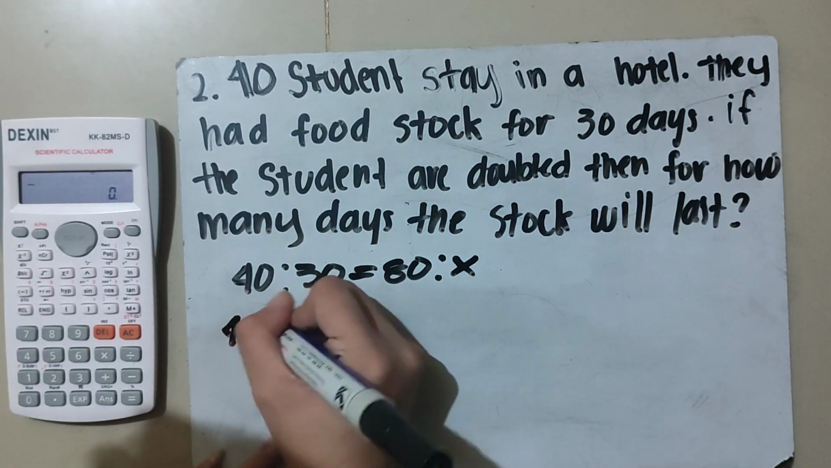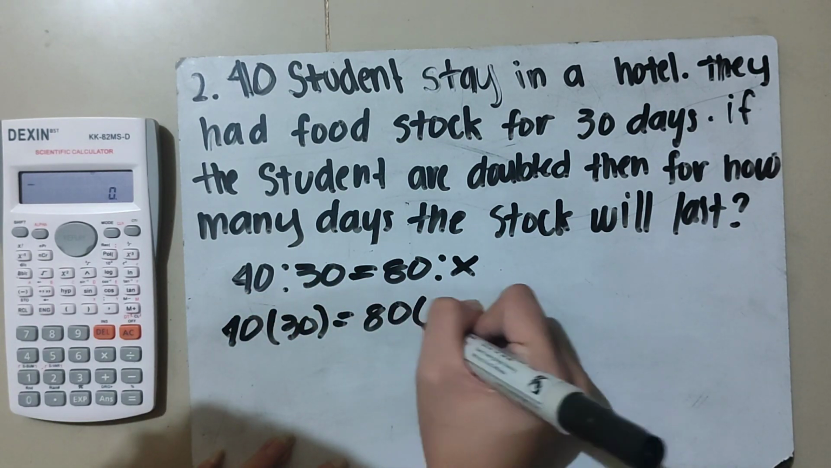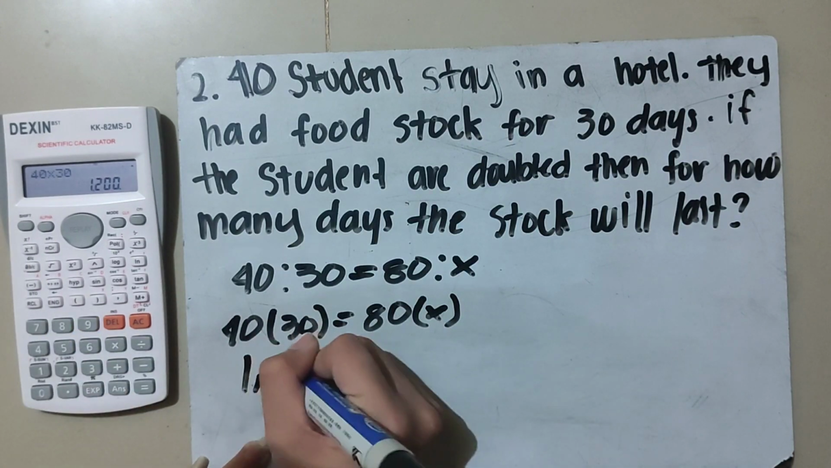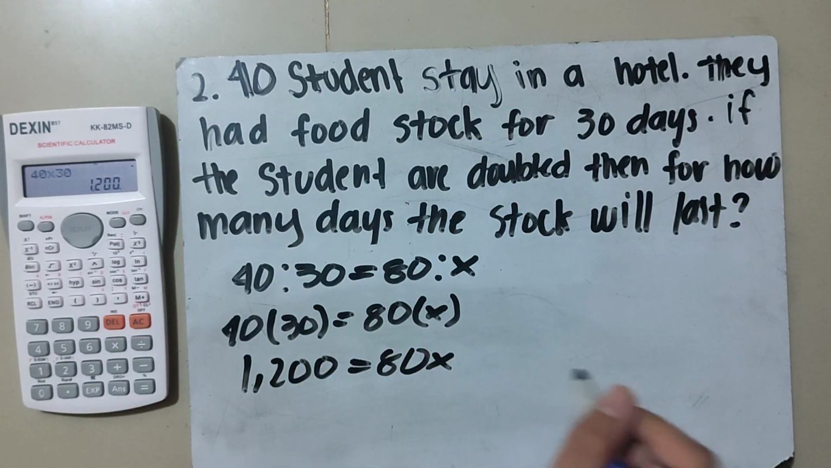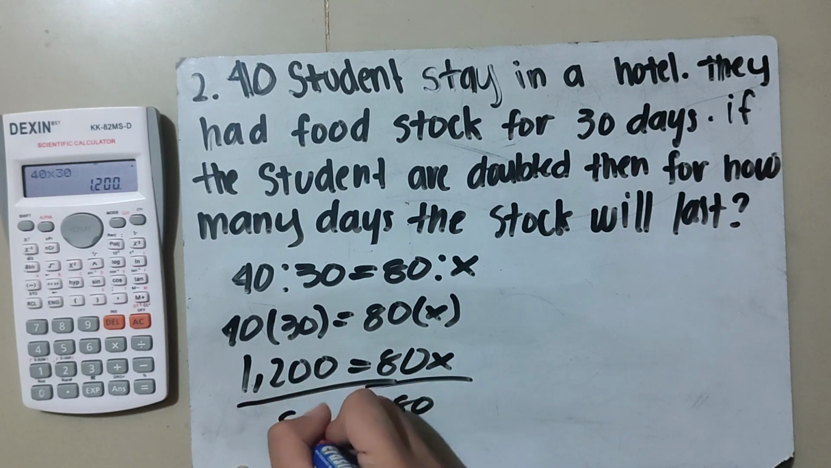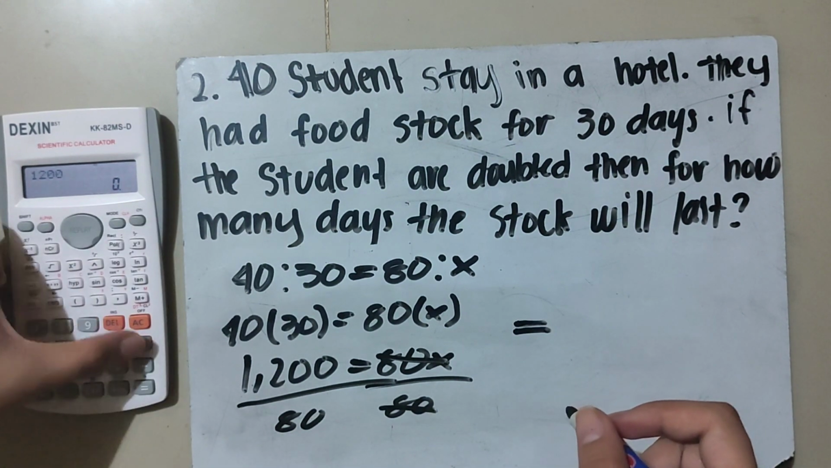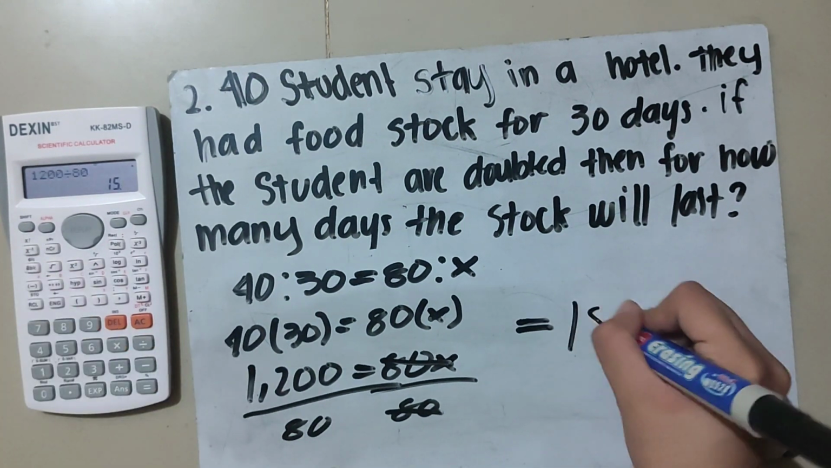Then, i-multiply mo yung magkatabi. Then, times it. So we have this. Then divide mo yung katabi ni x sa both side. So we have this. Then divide it. So we have x is equal to 15.